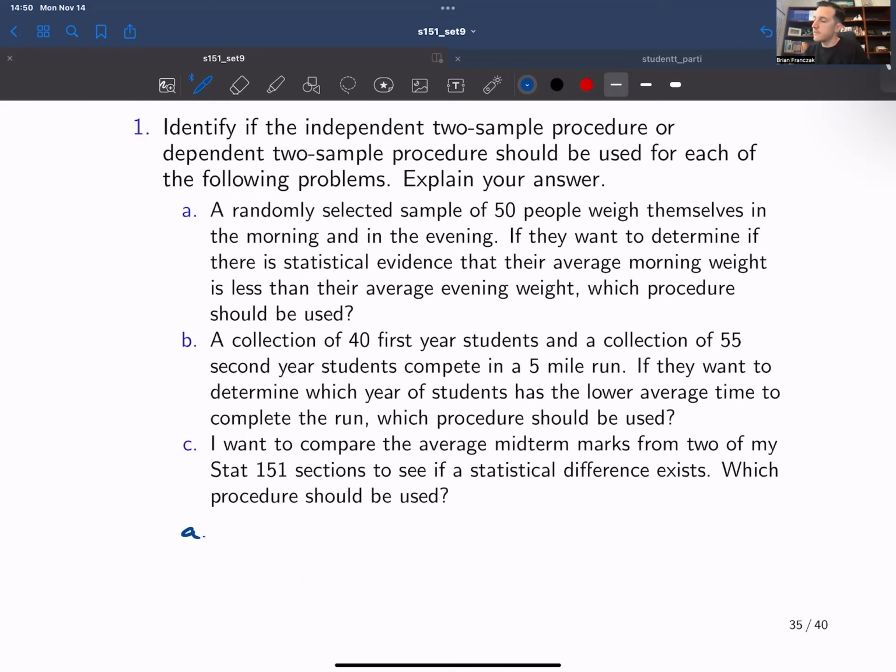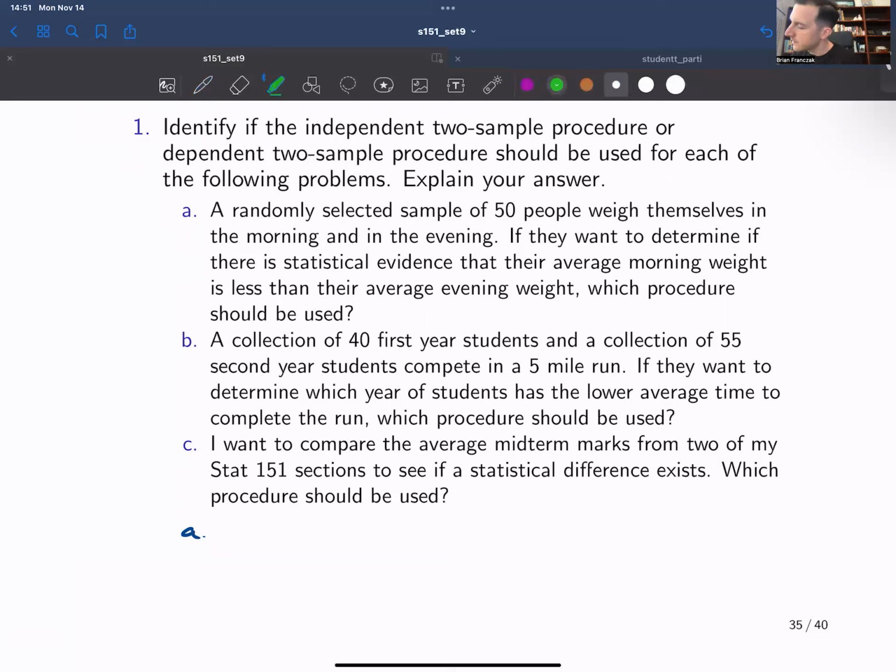Identify if the independent two sample procedure or dependent two sample procedure should be used for each of the following problems. Explain your answer. A randomly selected sample of 50 people weigh themselves in the morning and in the evening. If they want to determine if there is statistical evidence that their average morning weight is less than their average evening weight, which procedure should they use?